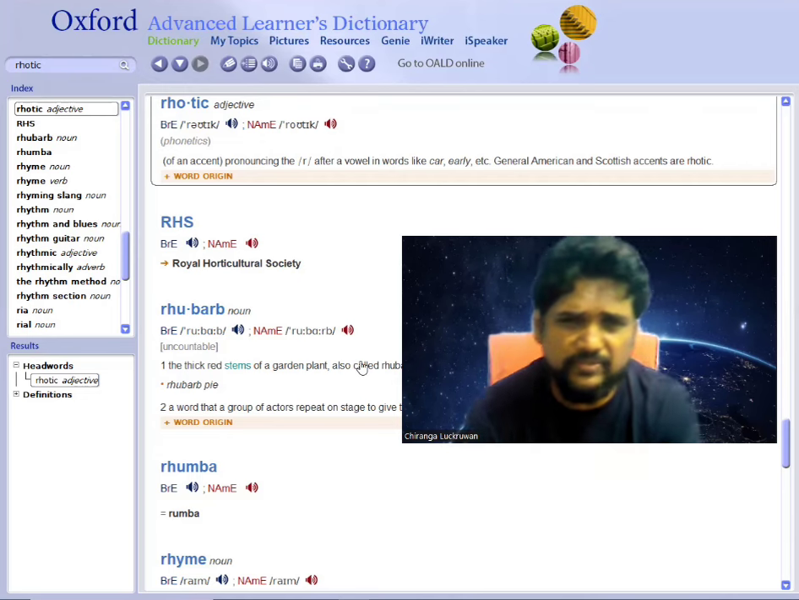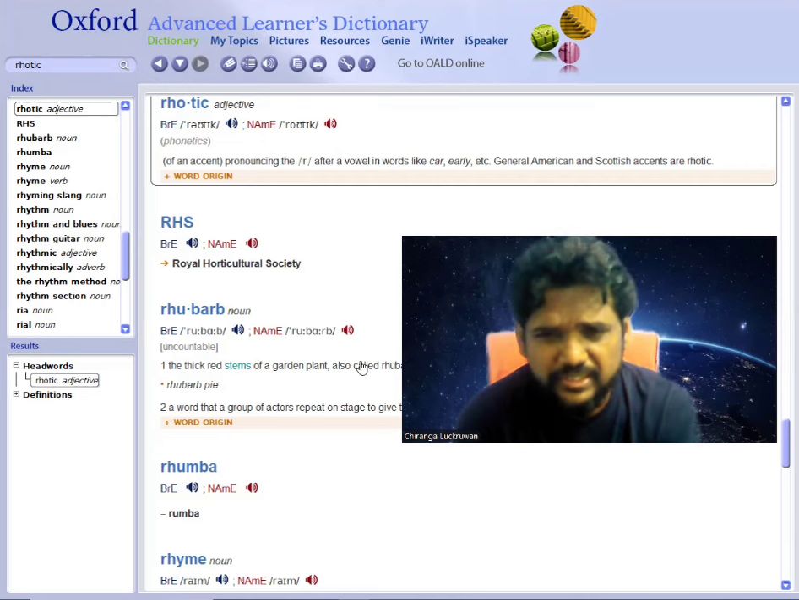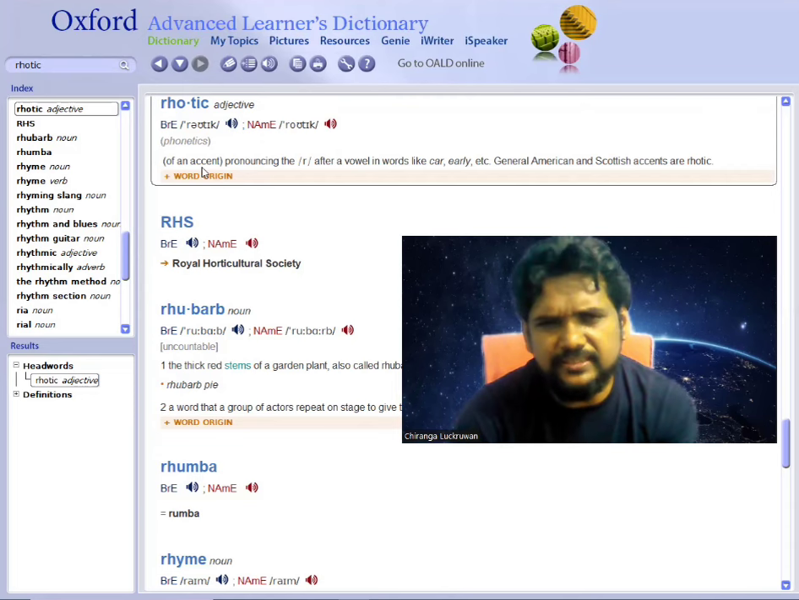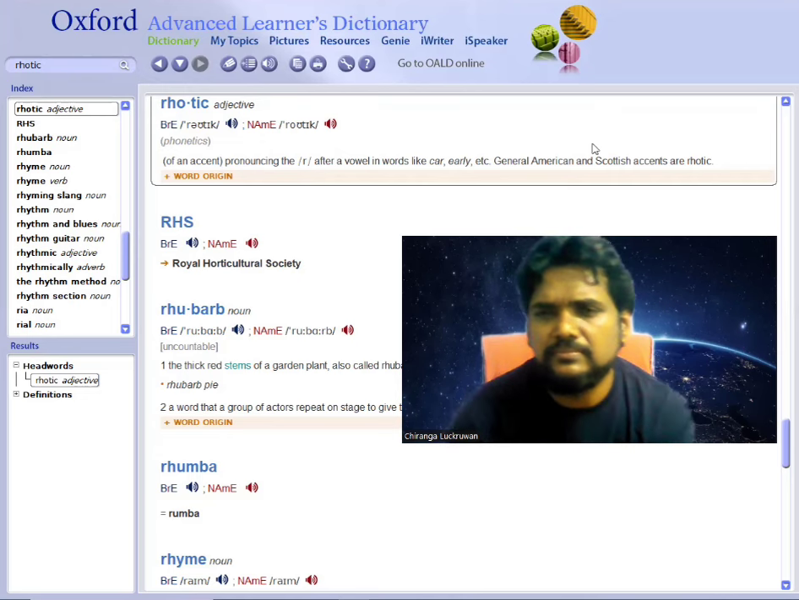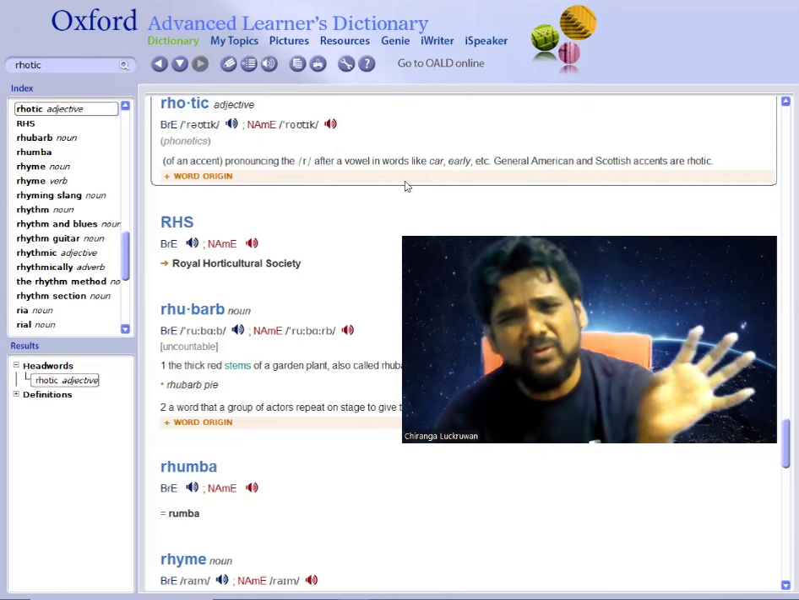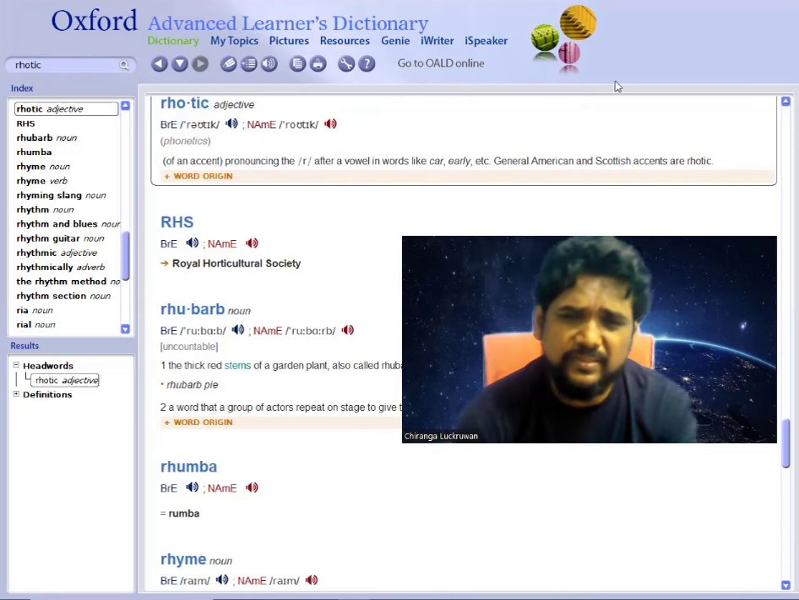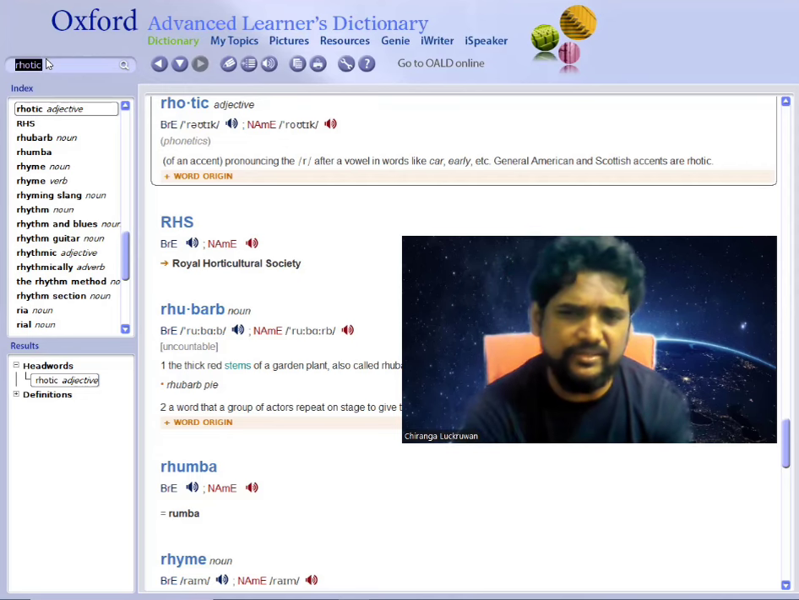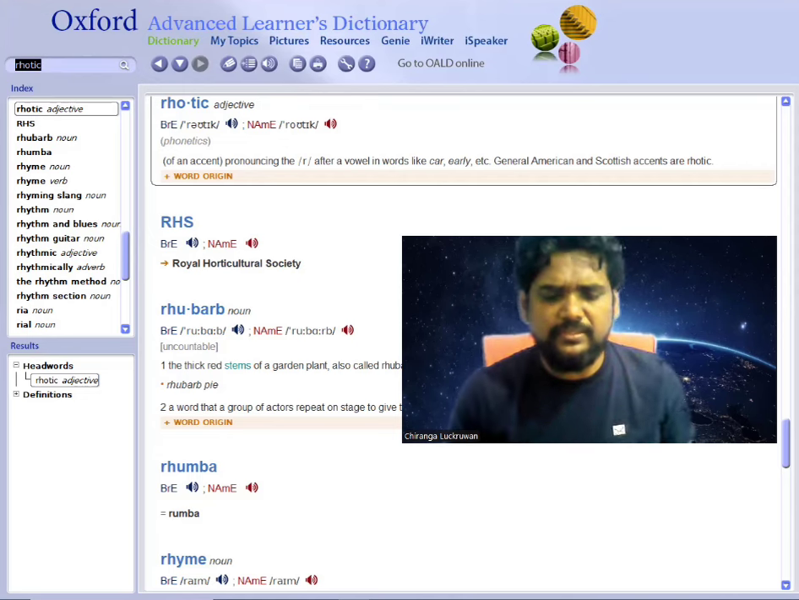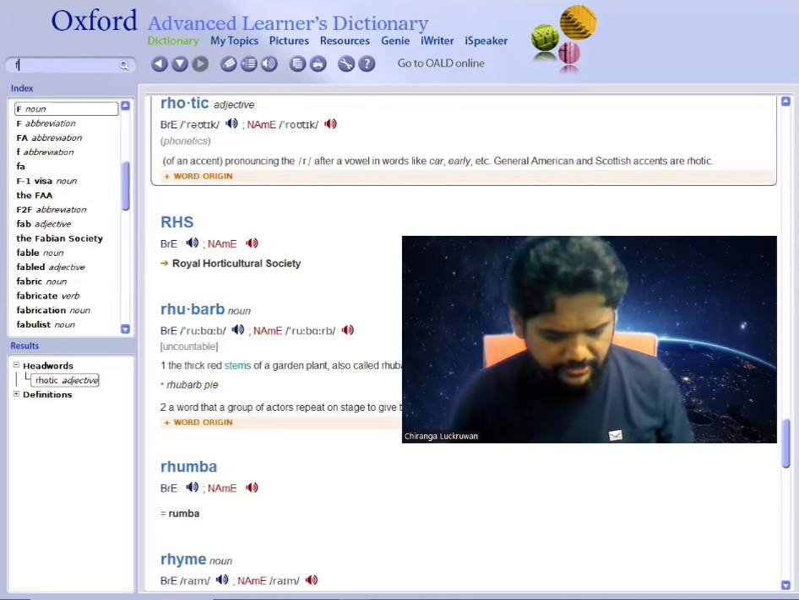I'll be teaching all those differences. I'll be teaching you how to use an English dictionary as well. So read this definition of an accent: pronouncing the R after a vowel in words like car, early, etc. General American accent and Scottish accents are rhotic. You don't need to worry about all this. You just remember Americans pronounce R anywhere in the word. Simply.